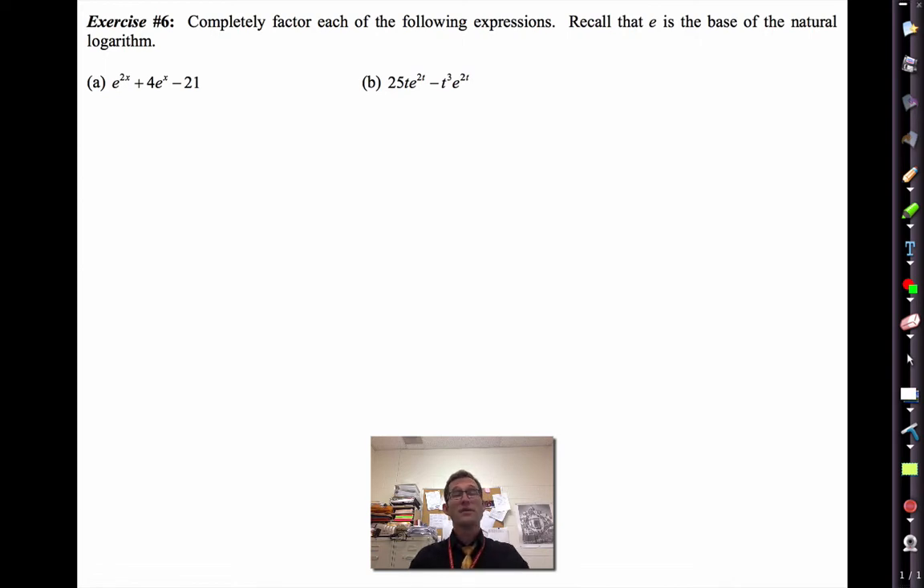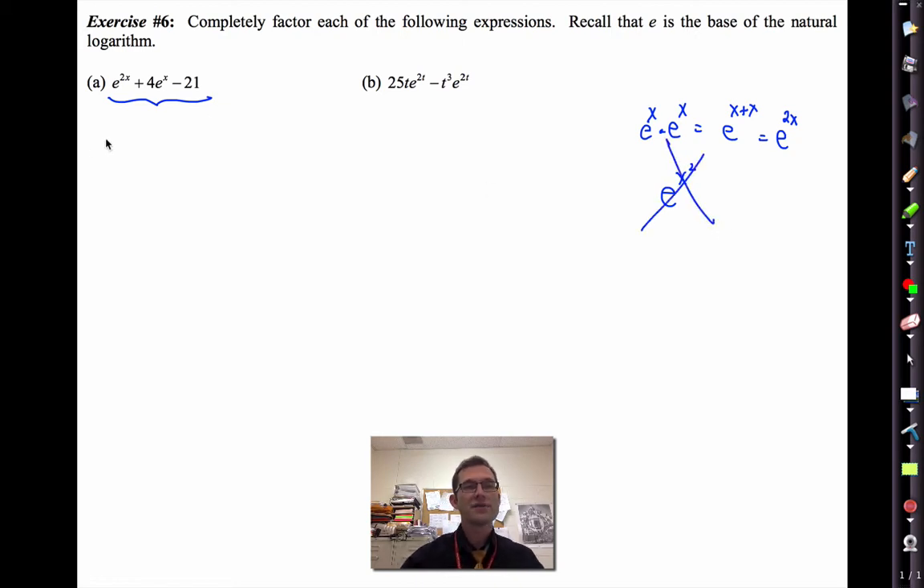All right, it's got to be factoring that we've already seen today. So take a look at letter A. This is actually a trinomial. Please note that e to the x times e to the x, we would just add those exponents, and we'd get e to the x plus x, or e to the 2x. What we don't get is e to the x squared. That doesn't happen here.